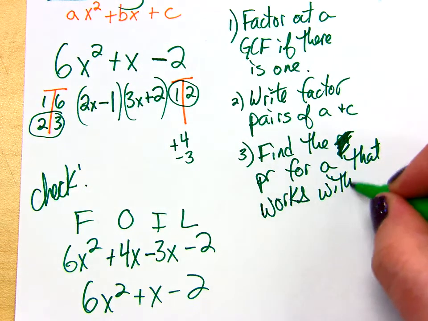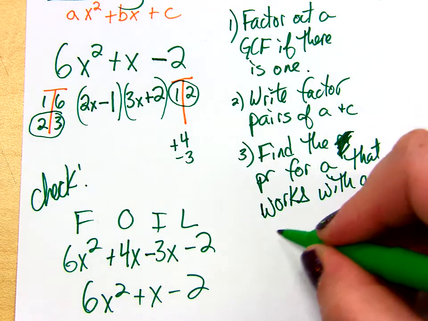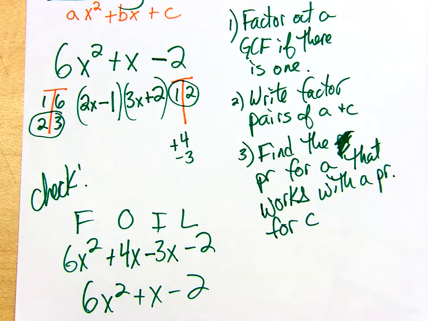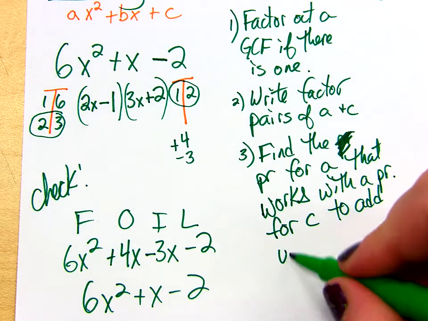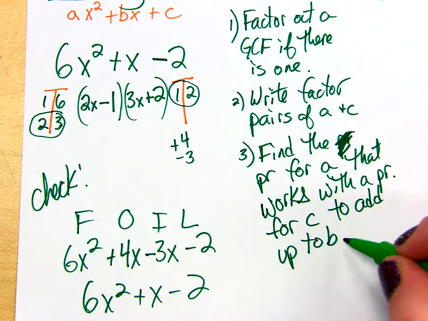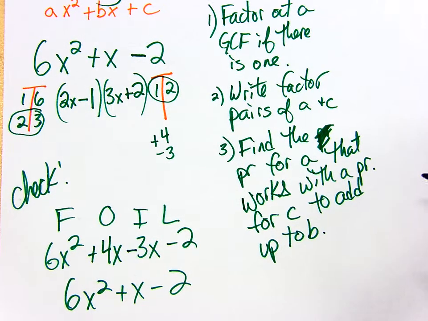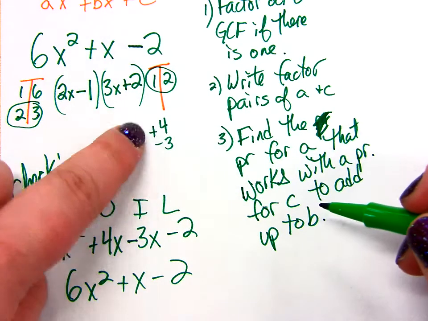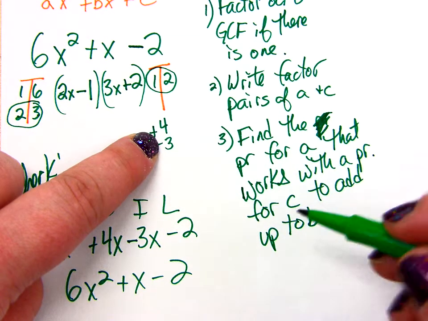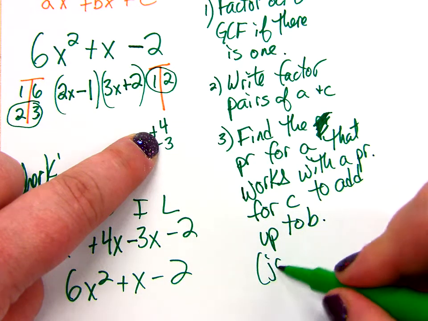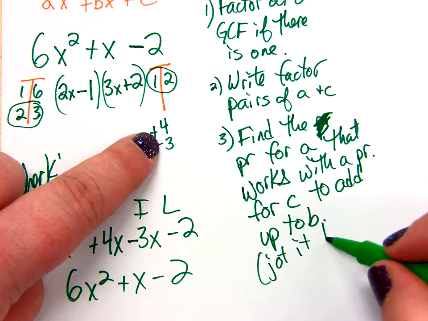with a pair for C to add up to B. That's what I did here. And I like to, once I figure it out, I jot it down because sometimes you forget it so quickly. So I'll just say jot it down.